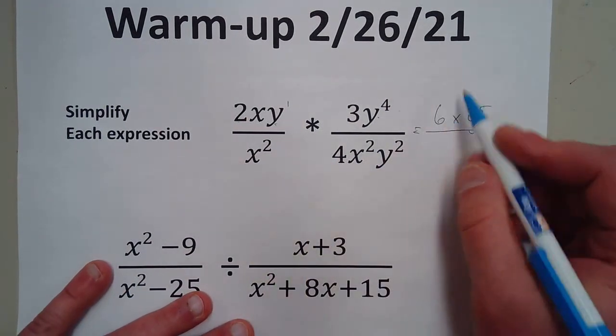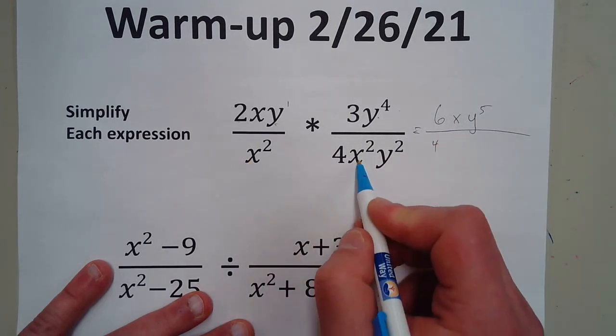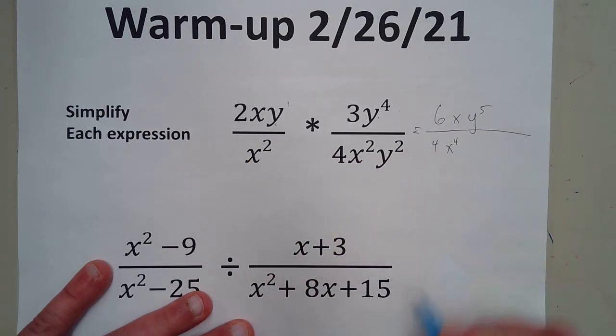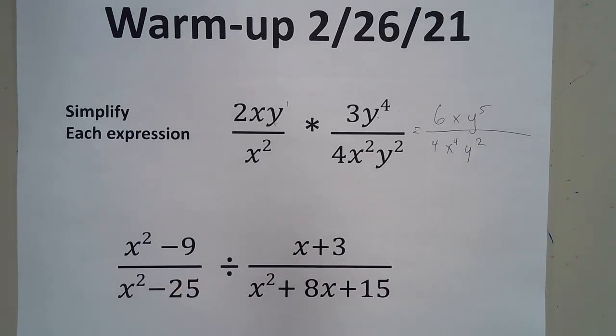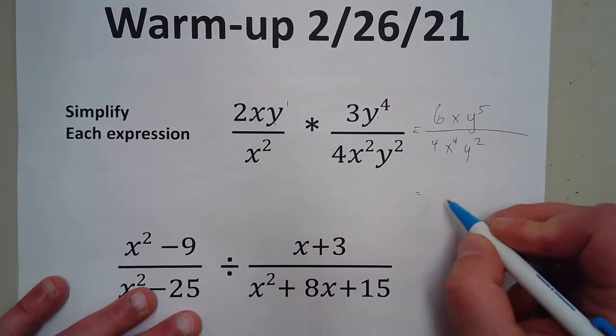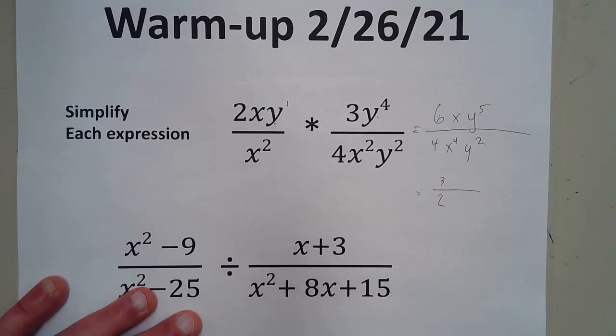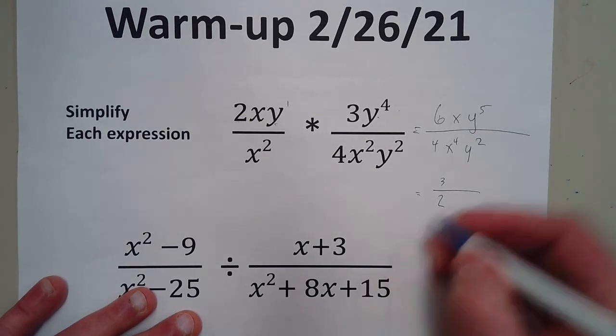Down here, just 4 times 1 is 4. X squared times x squared, add those to be x to the fourth, and then y squared. And so at this point, we're at the intermediate step. We've got one single fraction. Now we just need to reduce this one down. So 6/4 we know reduces to 3/2, just like a normal fraction reducing.